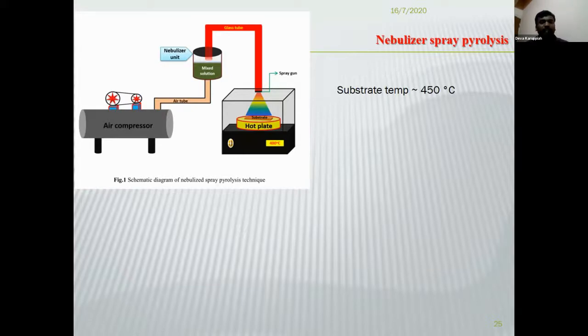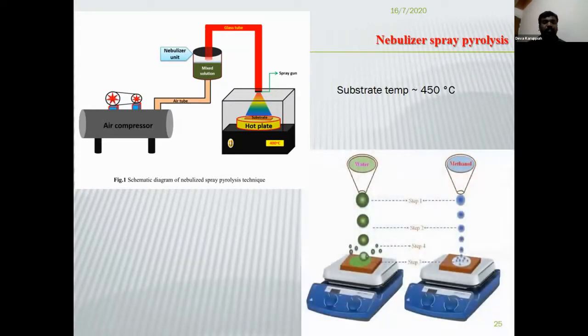So here the main component is the nebulizer. The nebulizer is the instrument used to convert liquid into an aerosol. Aerosol is nothing but a suspension of small particles. The converted small particles go inside the tube and are then sprayed on a hot substrate. So spray pyrolysis is nothing but thermal decomposition of the suspended particles. So here we set up an automated nebulizer spray method.